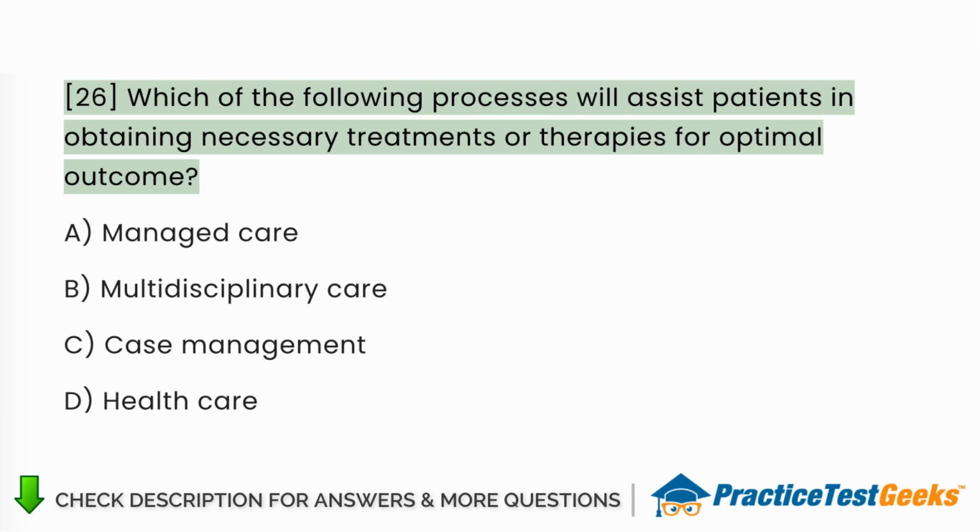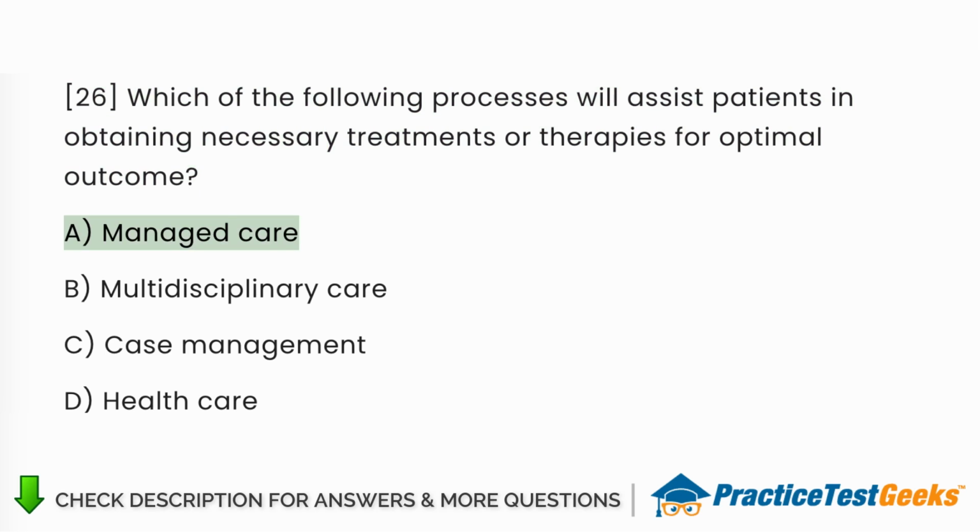Which of the following processes will assist patients in obtaining necessary treatments or therapies for optimal outcome? A. Managed care. B. Multidisciplinary care. C. Case management. D. Health care.